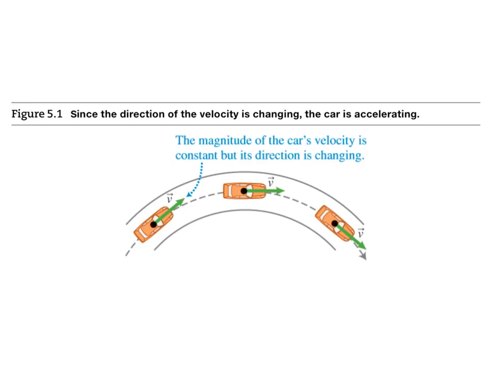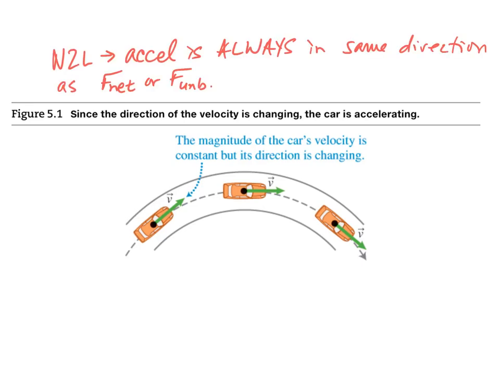Since the net force is in that direction, according to Newton's second law, if the net force is in a certain direction, that means the object has to accelerate in that same direction. Remember, Newton's second law says that acceleration is always in the same direction as the unbalanced force. So Newton's first law said an object that's at rest is going to stay at rest. An object in motion is going to stay in motion in a straight line at constant speed.